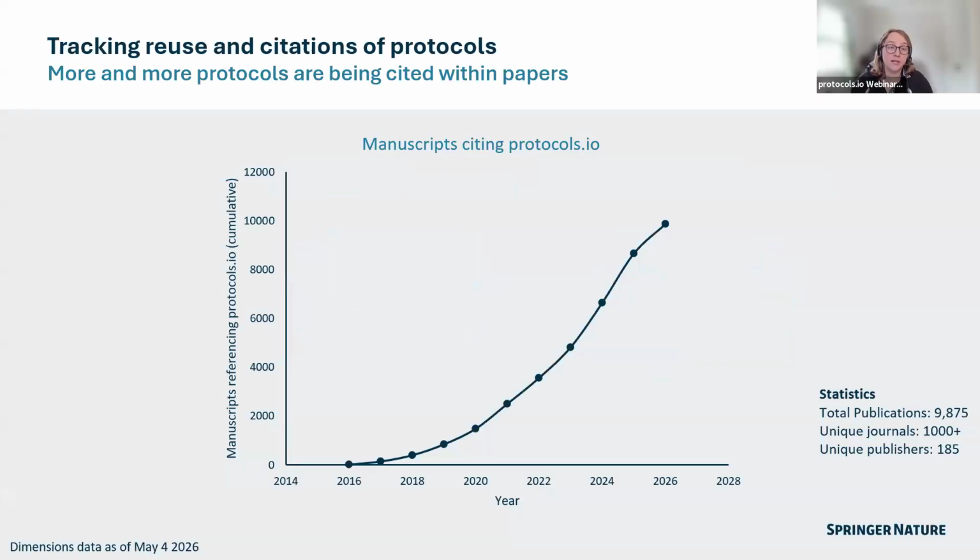Protocols on Protocols.io are being cited more and more by published manuscripts. So this graph shows over time the number of manuscripts referencing Protocols.io. And you can see that this is increasing the cumulative citations of Protocols.io. And we're owned by and part of Springer Nature, but we are publisher agnostic. So authors in different publishers, over 185 publishers from 1,000 plus unique journals, do use Protocols.io and cite Protocols.io.